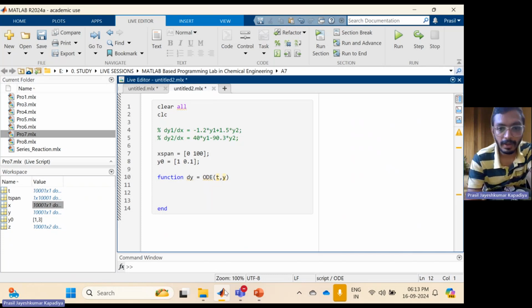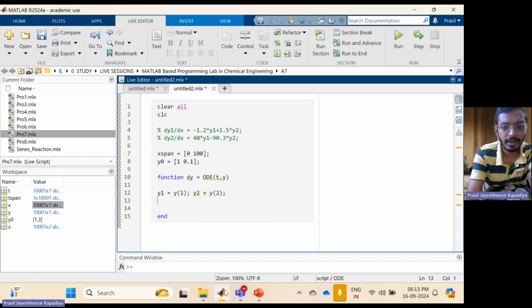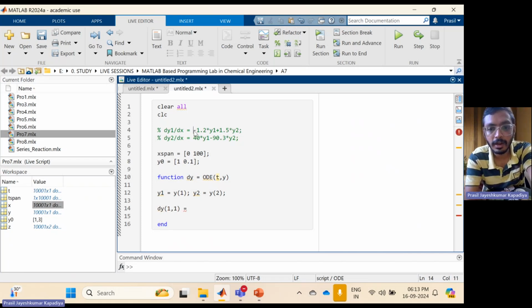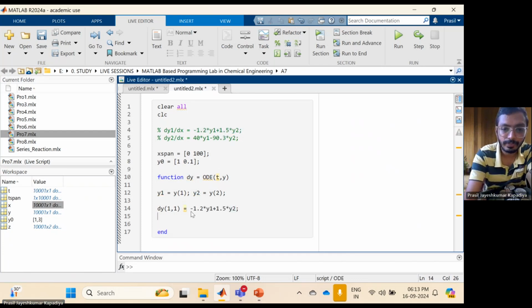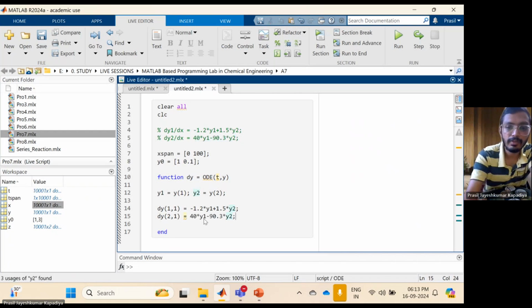Correct? My y1, what is y1? Y1 is my y of 1, and my y2 is y of 2. Okay? Now I will write my first equation dy, first row, first column, that is equal to, I just copy this here, and it's y1 plus y2. My second equation, second row and first column. So we have written down our equation.